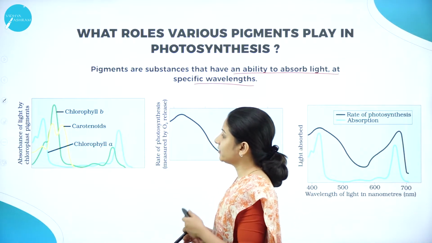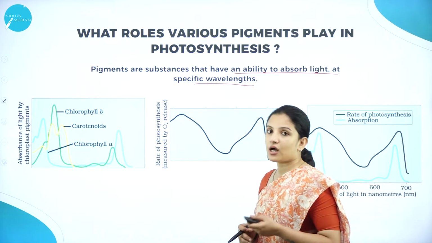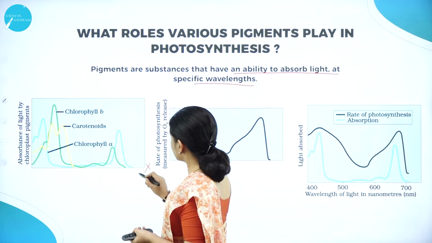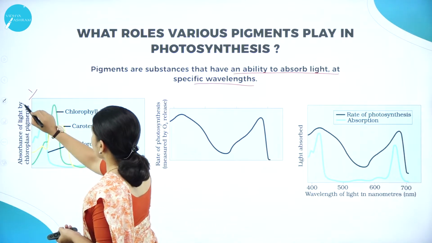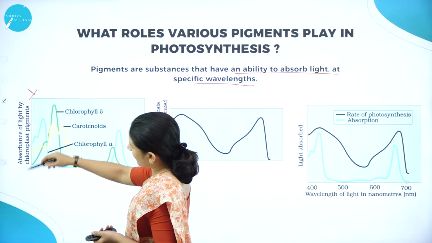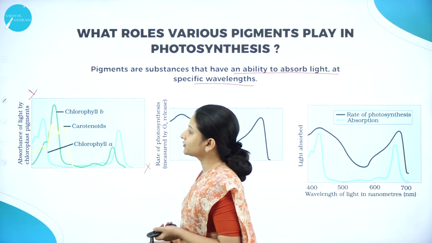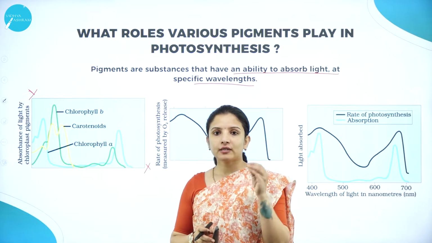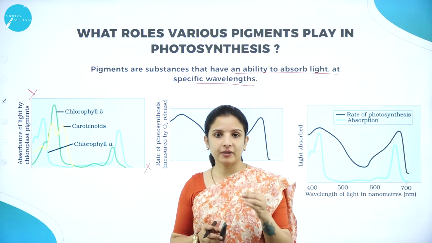So first we shall look into a graph, which is the absorption spectra graph. Here you can see the x-axis and the y-axis. In the y-axis, they have taken the absorbance of light by chlorophyll pigments. So what light exactly do the chlorophyll pigments absorb?